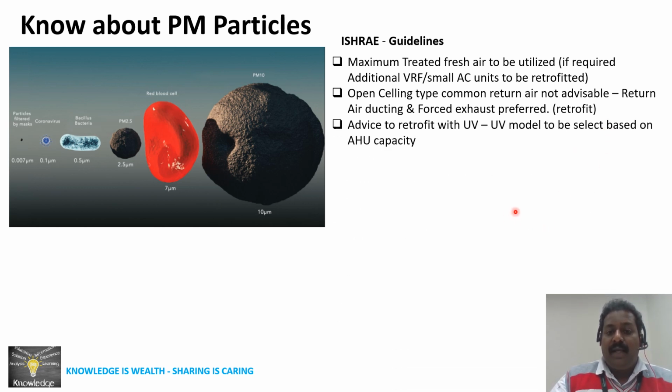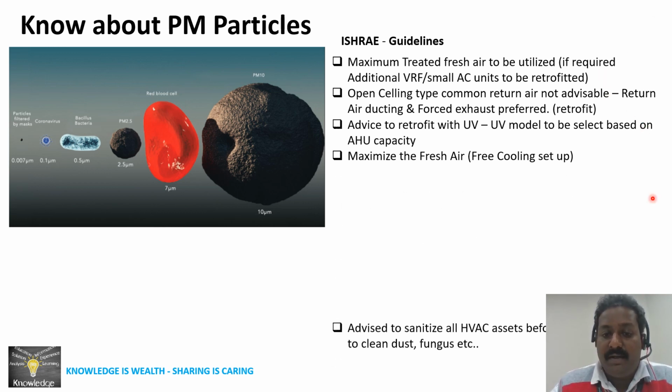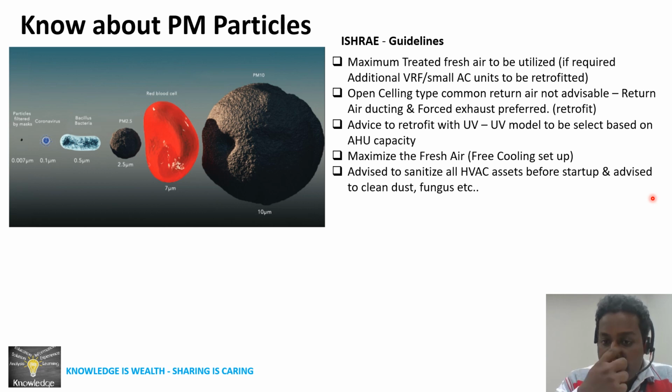Next is the advised retrofit UV. The UV model is selected based on the capacity of the AHU and how many watts of UV lamps are required. We are going to discuss that, because UV kills bacteria, fungus and viruses in the air. That is why ASHRAE prefers a UV section. And we already discussed maximizing your fresh air. And the advice is to sanitize the AHU assets before and after setup.